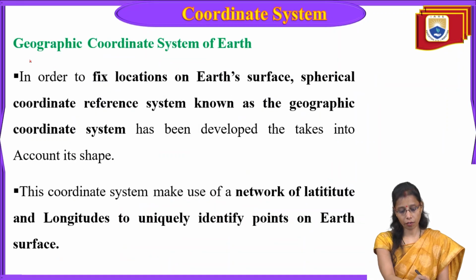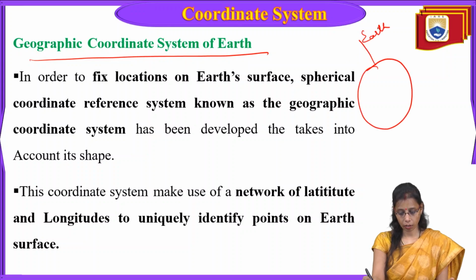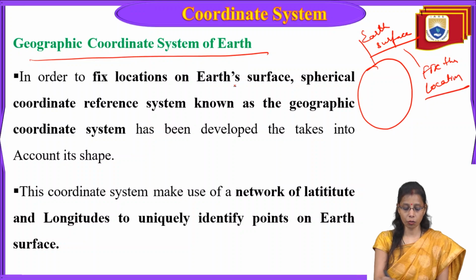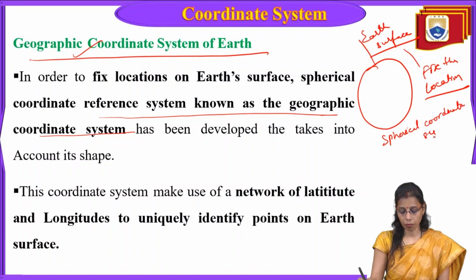Now you have the geographic coordinate system of the Earth. What is the geographic coordinate system of the Earth? When you want to fix a location on the Earth's surface, suppose this is the Earth's surface, then we use the geographic coordinate system. It is a spherical coordinate reference system known as the geographic coordinate system. The Earth is spherical, right? The Earth is not round; a spherical coordinate system known as the geographic coordinate system has been developed taking into account its shape.